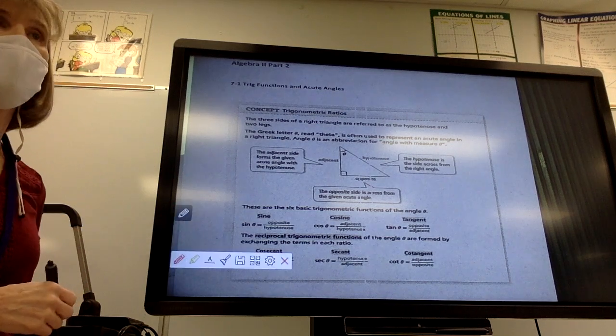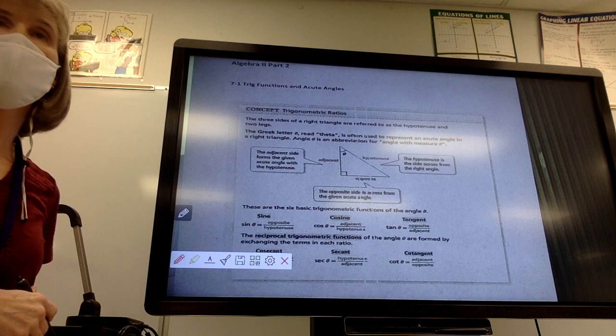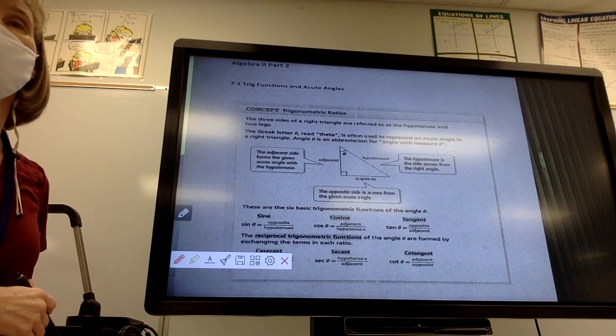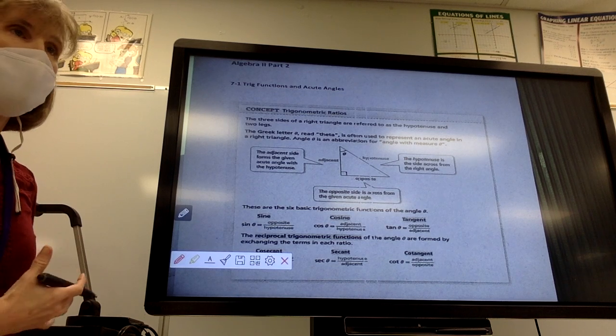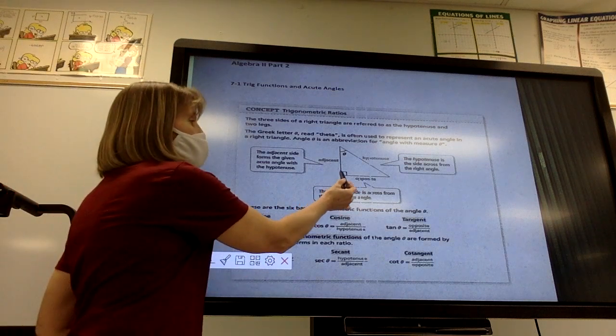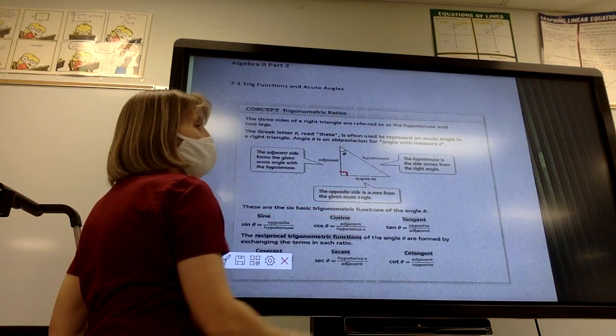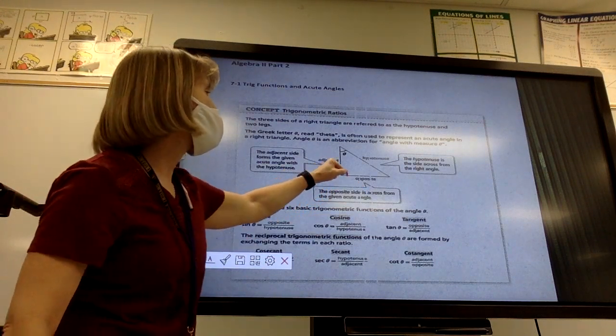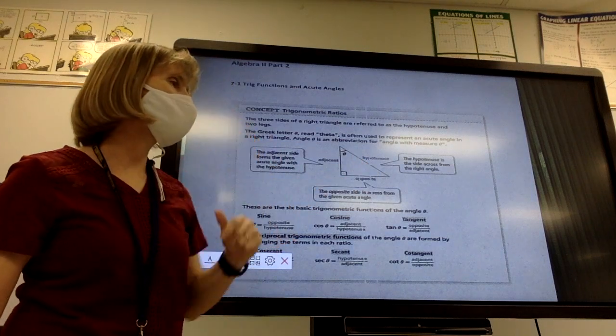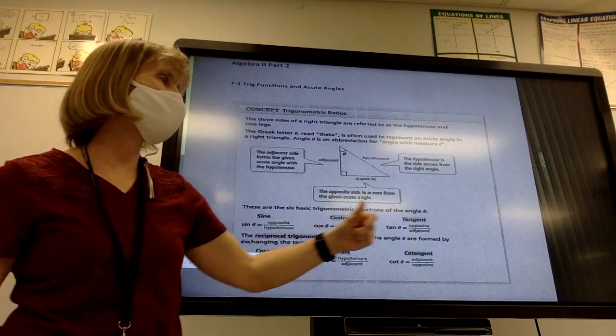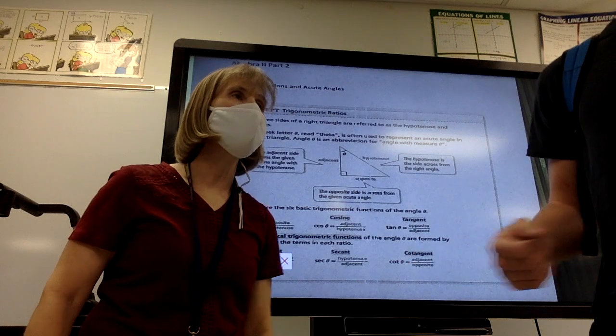Okay, a right triangle, how would you define to somebody what a right triangle is? A triangle with a 90-degree angle. So all of the triangles that we deal with today are going to have a right angle in them. And when we have that, we can define the sides of the triangle. We can give them a name.